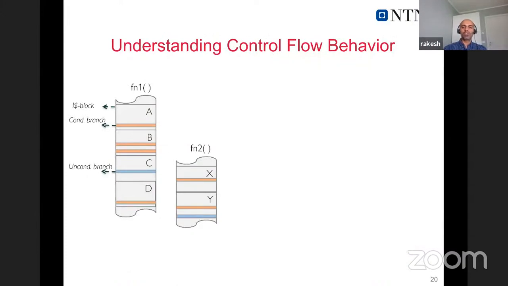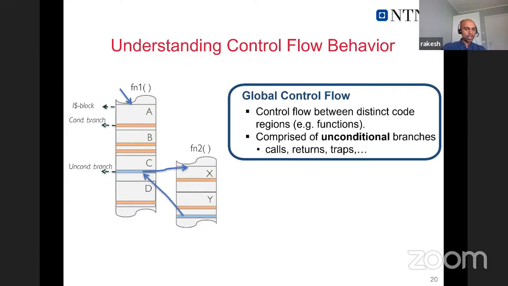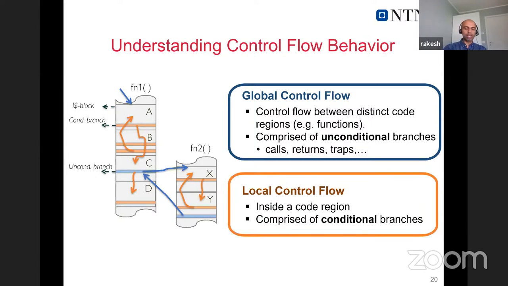So let's understand how the control flow behavior of applications works. We have two kinds of control flow. The first kind is called global control flow, and this is the control flow that takes execution between functions, or what we call different code regions. These branches are usually composed of unconditional branches, calls, returns, traps, and those kinds of things. These branches are likely to jump very far from the branch instruction itself. And then there is local control flow that keeps the execution within a code region, for example, within a function. So you have a function, you have a loop inside it, all the branches in the loop, or maybe all the if-else, they keep the execution within the function. This kind of control flow, which happens within a code region, we call local control flow. And it is mostly composed of conditional branches.